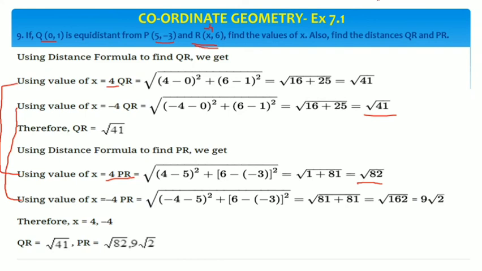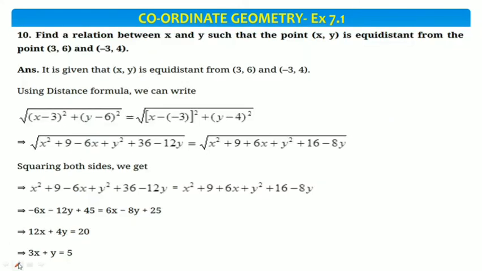Now the last question of the exercise. Find a relation between x and y. Relation between x and y means we have to obtain one equation which contains x and y. So this is the relation. Find a relation between x and y such that the point is equidistant from the points 3, 6 and minus 3, 4. Now this is a general question.